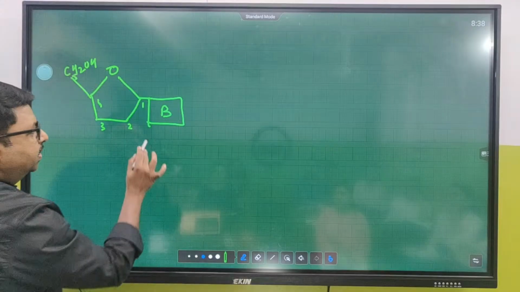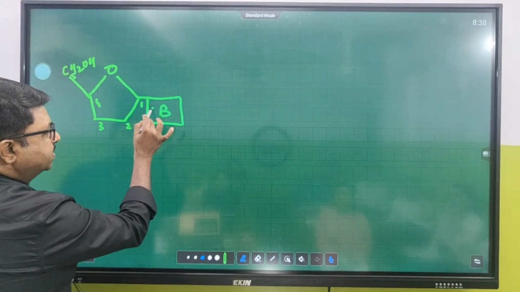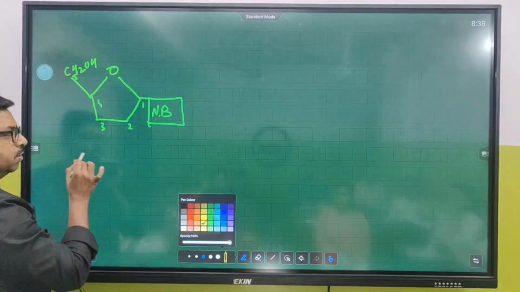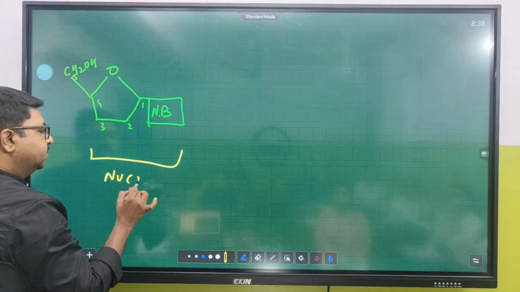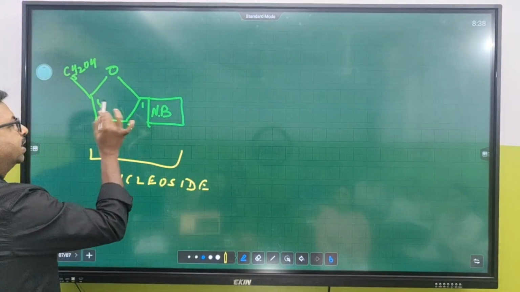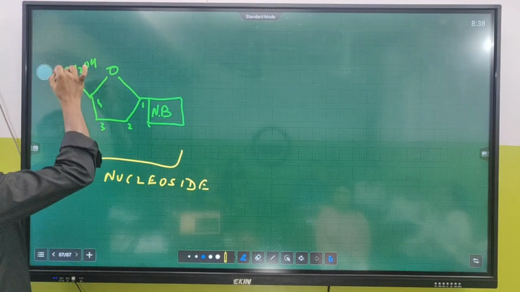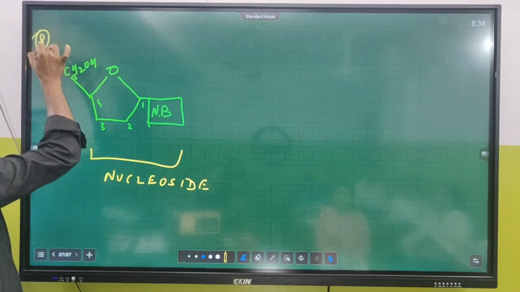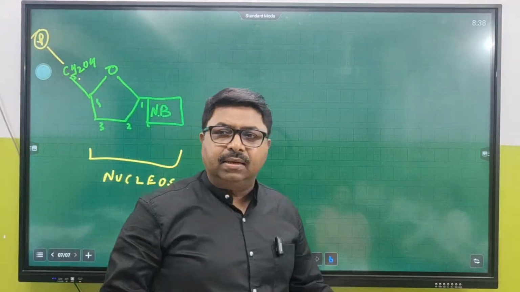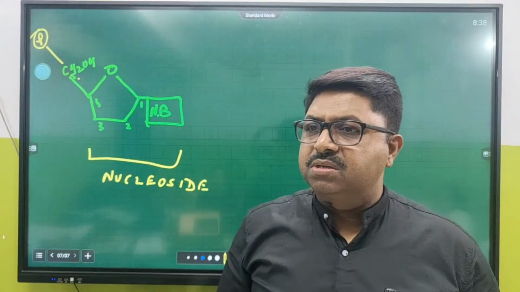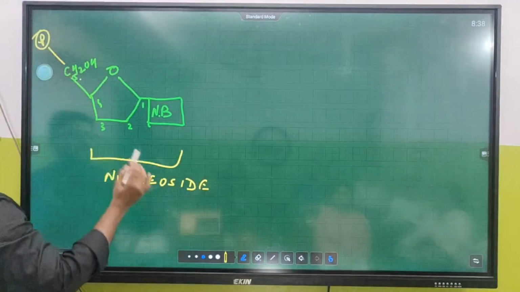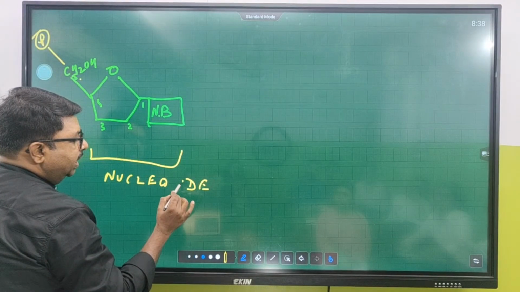This is ribose sugar, and this is the nitrogenous base, NB. These two together make a nucleoside or a nucleotide? Good, these two make a nucleoside. So nitrogenous base plus sugar makes a nucleoside. You can add phosphate at the fifth carbon of the pentose sugar to make it a nucleotide. Any issues with this? Great. The moment you add phosphate, it becomes a nucleotide.